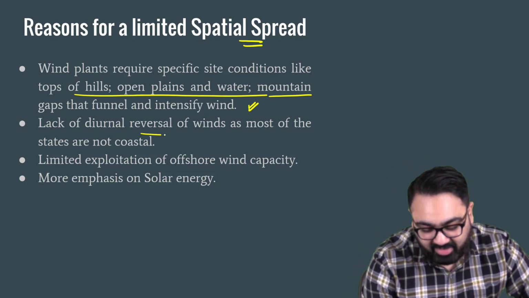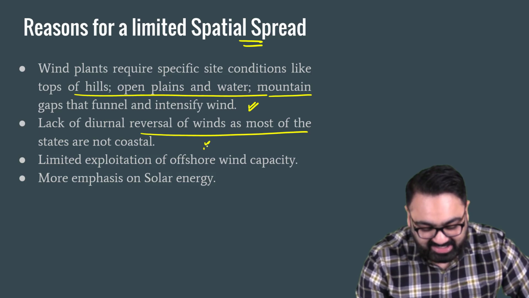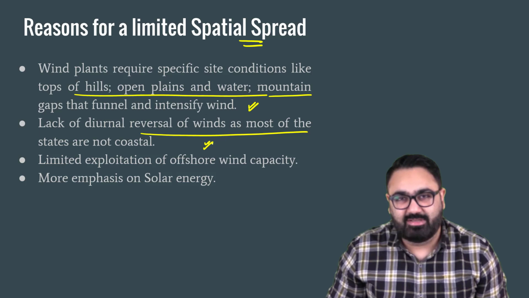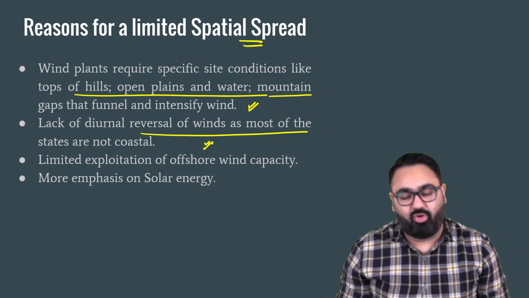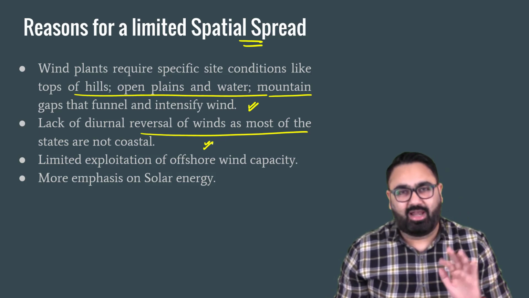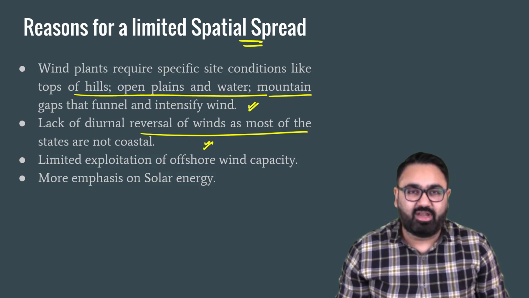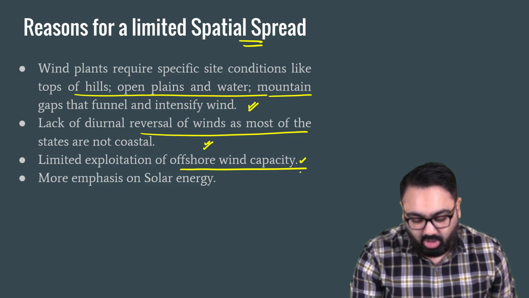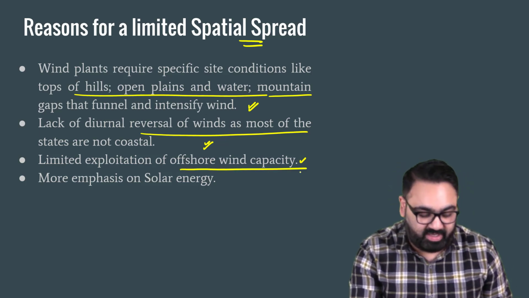Lack of diurnal reversal of winds, because the states are not coastal, you do not have winds flowing in both the directions. In coastal areas, you have wind flowing in both directions, from sea to the land and land to the sea, depending on the time of the day. There has been limited exploration in offshore, as I told you. Offshore capacity still needs to be increased.